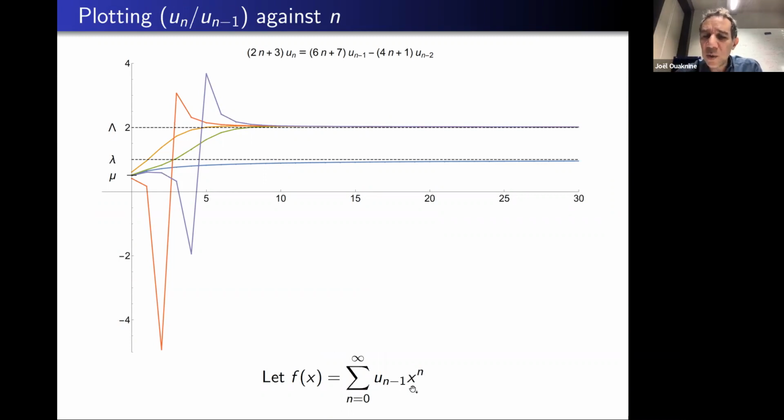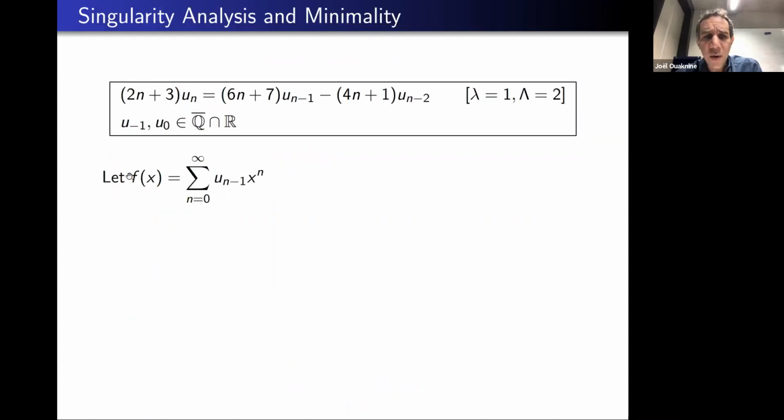Well, if you think about it, when the ratio of consecutive u_n's tends to 2, the radius of convergence of this function has to be a half. Whereas when the ratio of consecutive terms tends to 1, the radius of convergence of this function will be 1, just by the ratio test. So whether the radius of convergence of f is a half or 1 will tell me whether I initially started on the critical ratio or not. So how would we determine this?